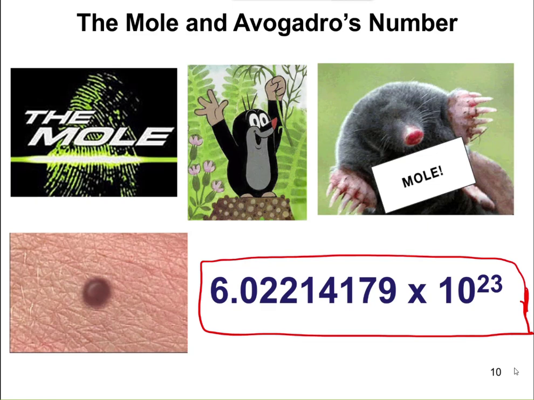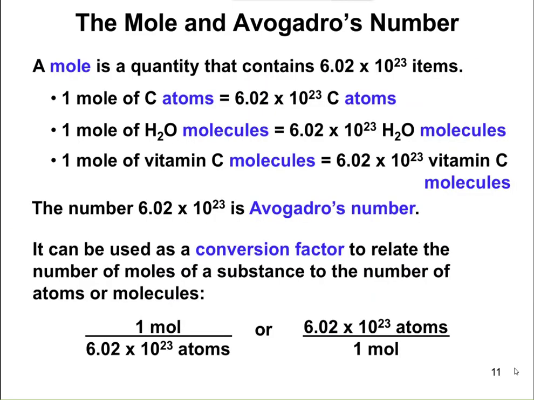6.022 times 10 to the 23rd. You don't need to know all the decimal points, and actually 6.02 times 10 to the 23rd will be the number you use. So we'll just use it out to 2 decimal places there, and then times 10 to the 23rd. So a mole is a quantity of something.